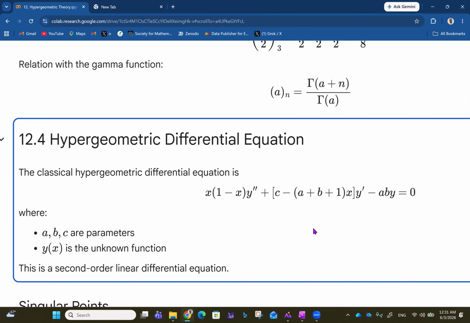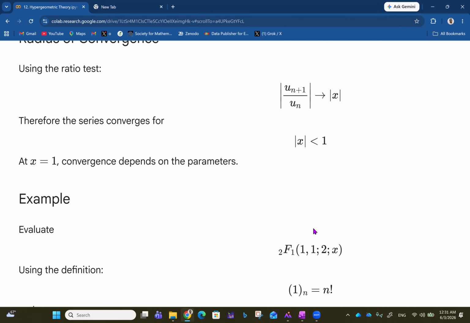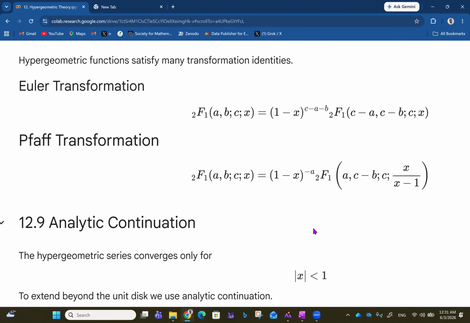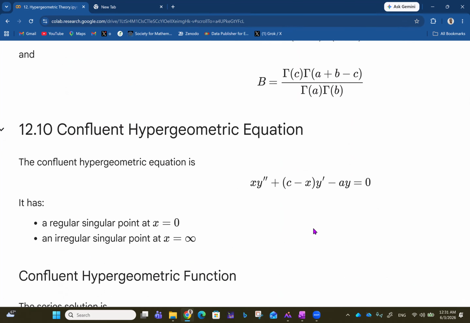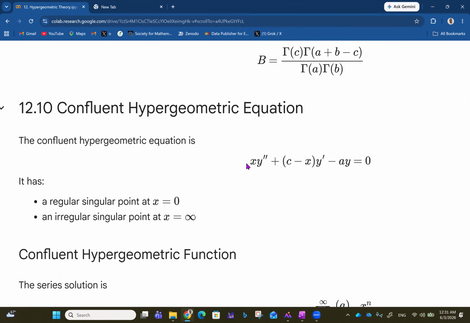But look at what the original hypergeometric equation looks like. We have all these plenty of attachments, but when you come to the confluent hypergeometric function, some of those terms are now not available. So here you just have x times y prime prime instead of x times 1 minus x that we had before, plus c minus x times y prime. So the whole b thing is gone, minus ay equals 0. So this one has a regular singular point at x equals 0, and it has an irregular singular point at x equals infinity. In case you're wondering about the whole regular and irregular singular points thing, you also want to check the differential equations playlist. I talked about this a lot, especially under series solution.